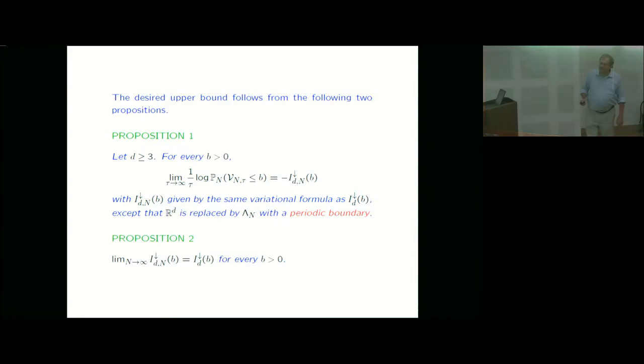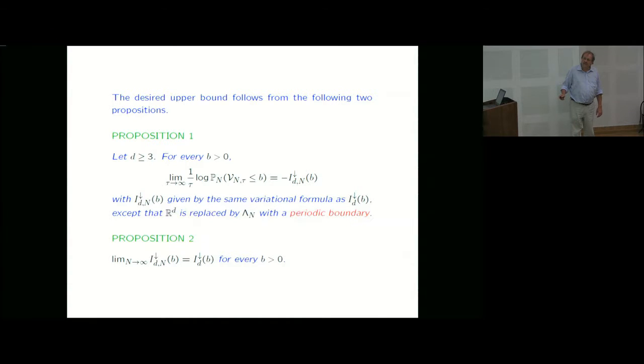Now I can set the two targets that we have to prove in order to complete the proof of the upper bound. We have to prove that for this shrinking Wiener sausage on this torus, if you divide by 1 over tau and you take the logarithm, then we end up with a rate function that is very similar to the rate function that we had, except that the world is not R^d, but the world is Lambda_n. And indeed, we will do that.